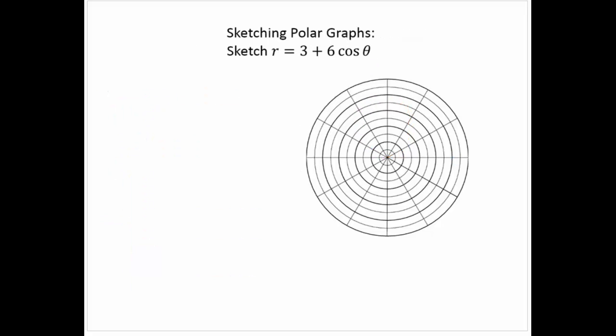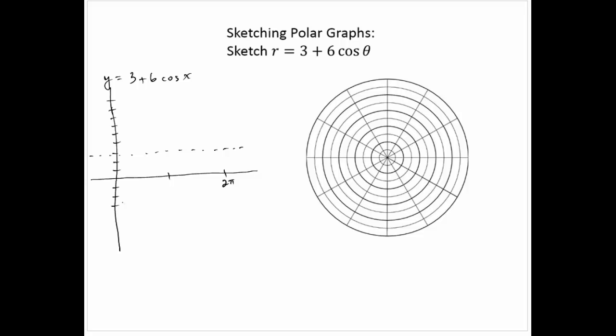All right, here we're asked to sketch r equals 3 plus 6 cosine theta. So I'm going to think y equals 3 plus 6 cosine x. Now, this one's a little tougher. The period is still 2 pi because there's no transformation on the x. So I'll put 2 pi here and pi. Now, we have a vertical shift of 3 and an amplitude of 6. So remember what that does is it puts my center line here at 3. And since the amplitude is 6, my maximum is at 9 and my minimum is at negative 3.